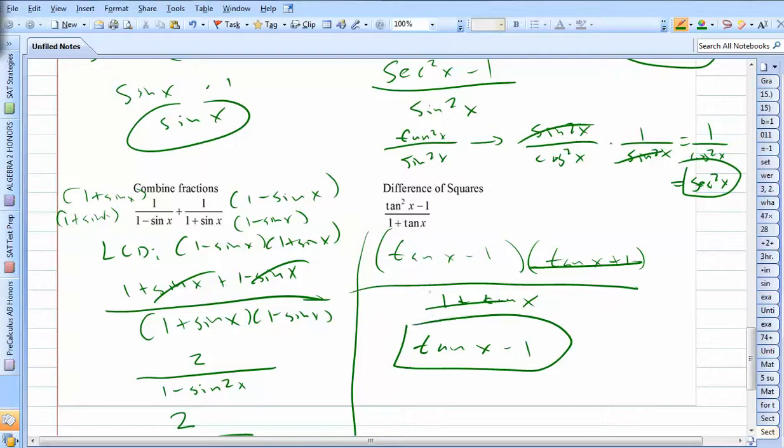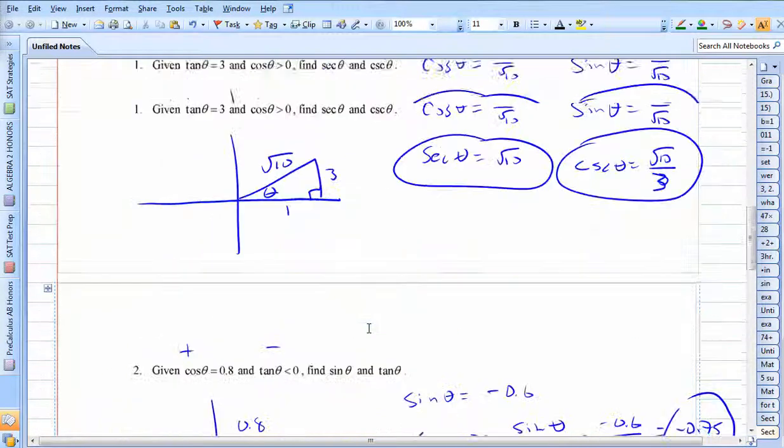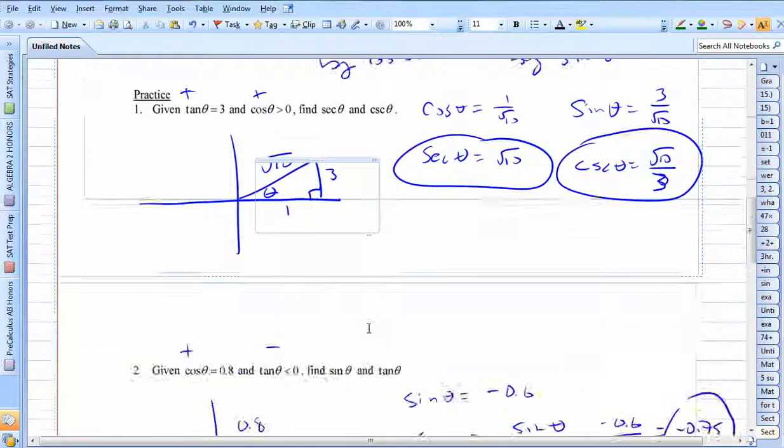Okay. So it looks like we're all set. So definitely try the classwork now. There'll be problems similar to what you just saw here.